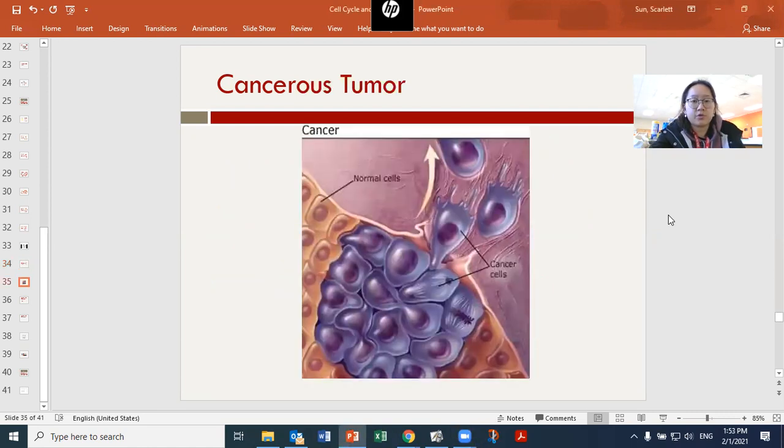So this is a picture of a cancerous tumor. As you can see over here, it is marked in a different color, and the cancer cells are dividing faster than they normally would in the regular cells and the regular tissue around it. So they start to cause this mass that is known as a tumor.